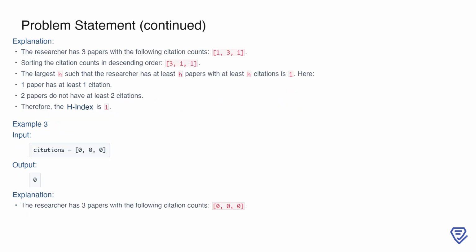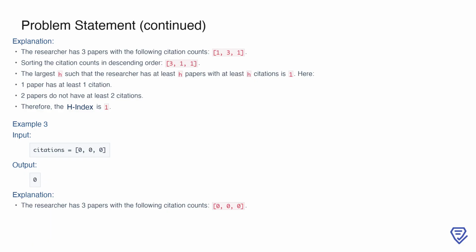Now, here's another example. If the input array is citations equals 1, 3, 1, the researcher has 3 papers with these citation counts. When we sort the array in descending order, we get 3, 1, 1. To find the H-index, we determine the largest H such that there are at least H papers with at least H citations. In this case, one paper has at least one citation, but 2 papers do not have at least 2 citations. As a result, the H-index is 1.